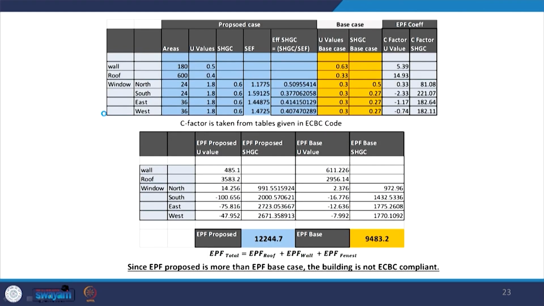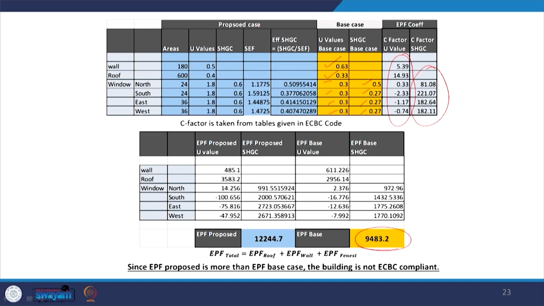Now, this very quickly shows the difference between the base case and proposed case. For the base case, the U values are coming from the prescriptive tables. For wall 0.63, roof 0.33, for windows the U value is 0.3, and the SHGC of the base case is as per the prescriptive tables. Based upon these, the coefficients have been identified and the total EPF has been calculated using the same formula.